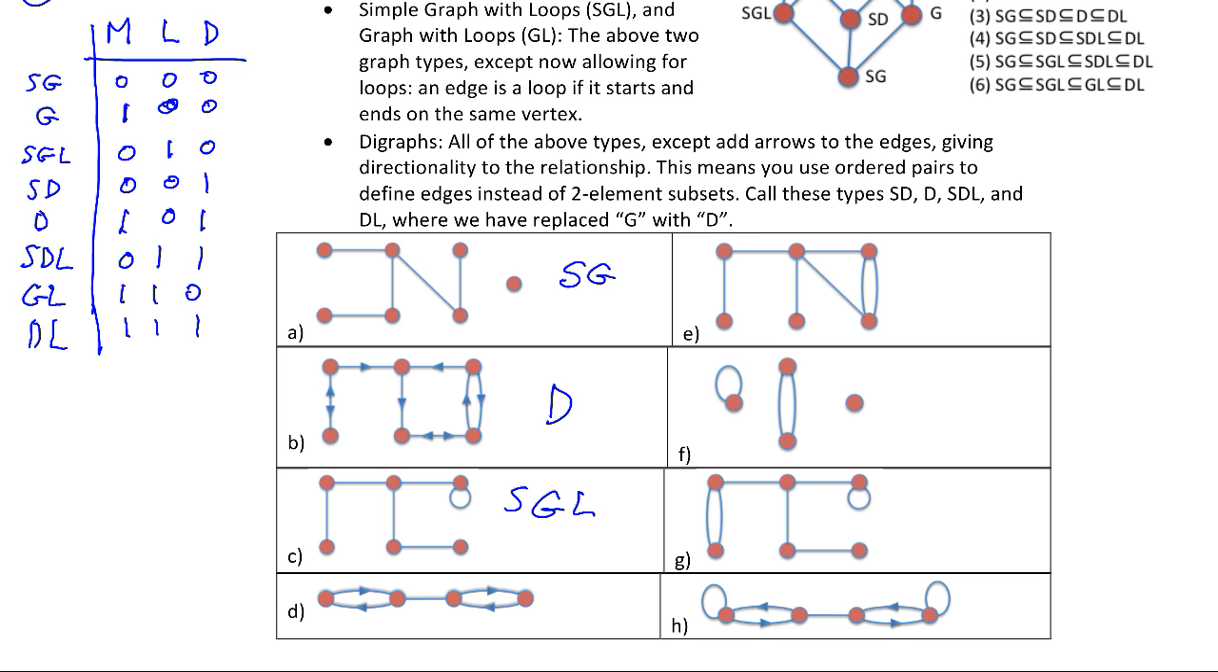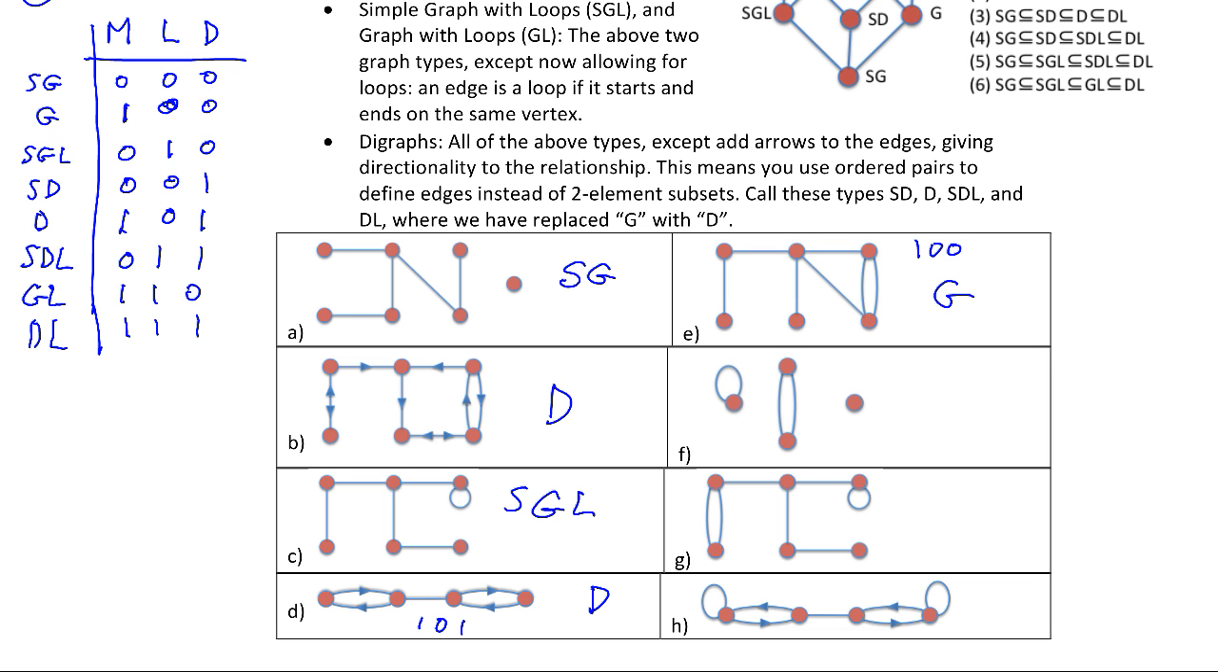The next one has a 1 in the third column because it's directional. Does it have loops? No. Does it have multiple links? Yes. So it's the 1, 0, 1. This is a digraph. Part E. Does it have multiple links between nodes? Yes. Does it have loops? No. Does it have directional links? No. The 1, 0, 0 is a graph.